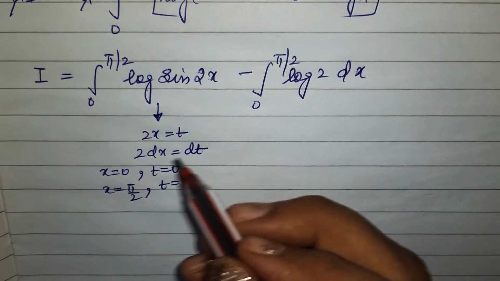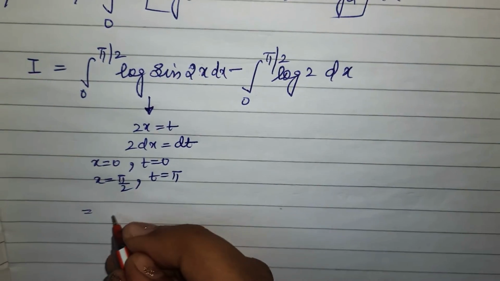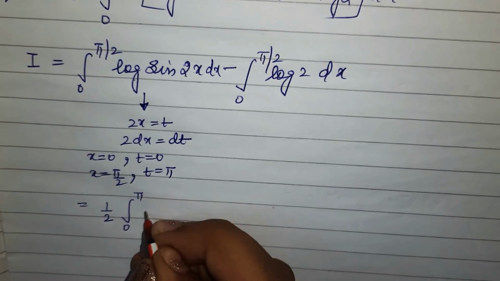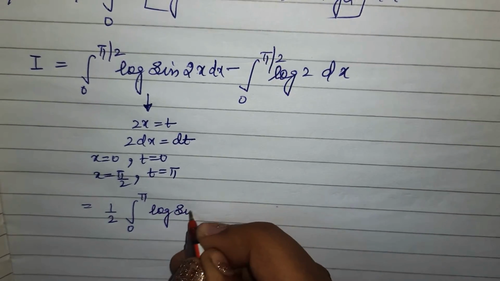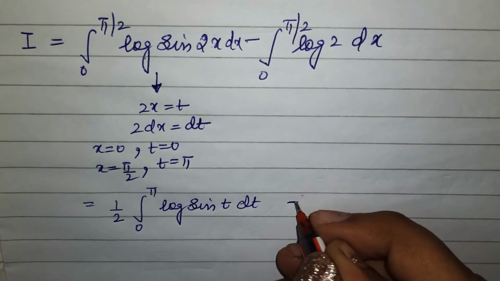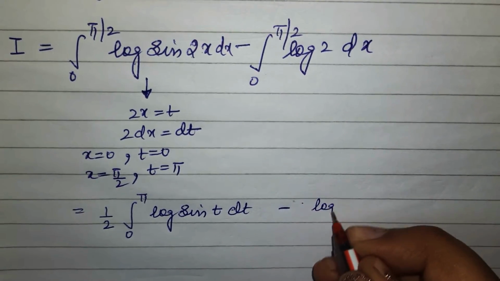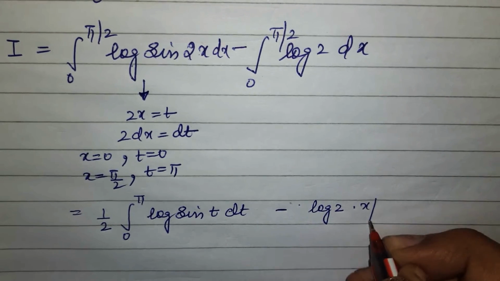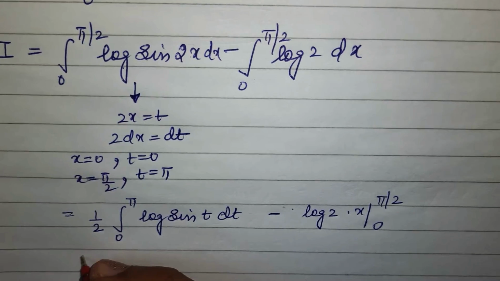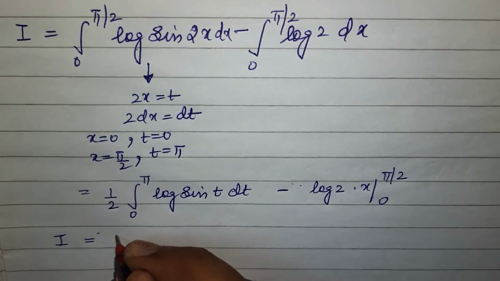If I want to write dx, dx is 1 by 2 dt. So I get 1 by 2 times the integral from 0 to pi of log sin t dt, and this will become, if I take the integration, log 2 into x from pi by 2 to 0. So I am getting I as 1 by 2.